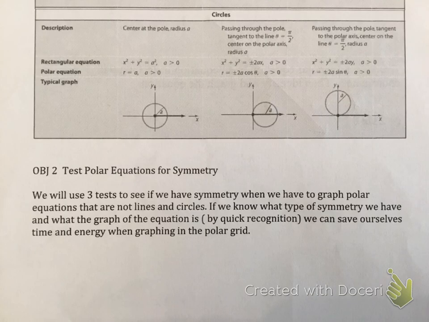And also, we went over circles. If the circle is simply at the center, then your equation in polar is r equals some value. So r equals 5 means my radius is 5, and voila.